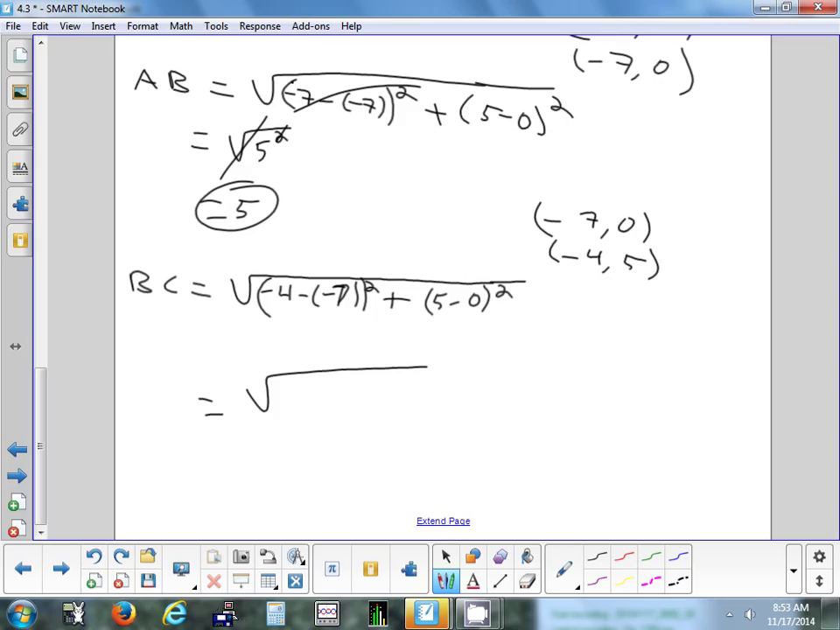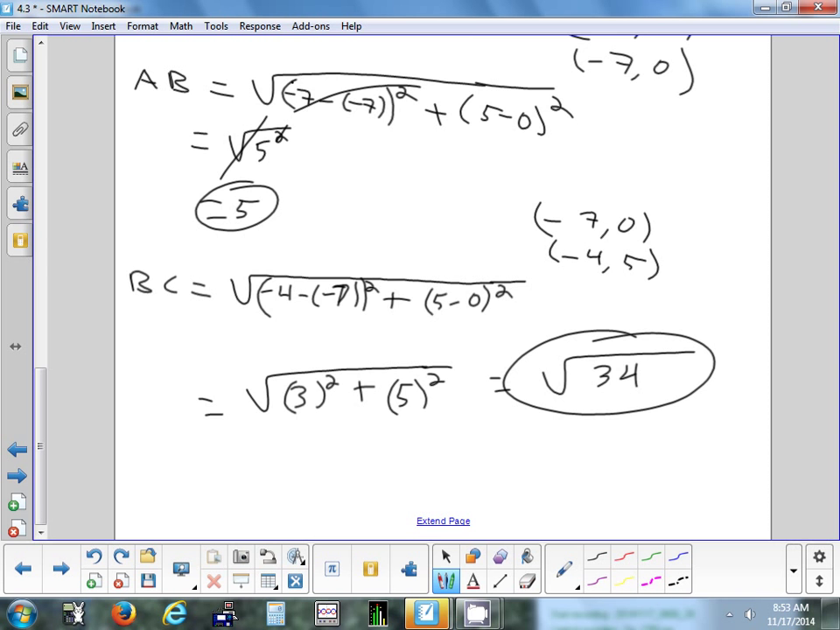Okay, so we've done both of these calculations earlier. Negative 4 minus negative 7 becomes negative 4 plus 7, which was 3. And then 5 minus 0 gives me 5. Squared is 25. So add them up. 3 squared is 9, 5 squared is 25. What's 9 plus 25? Marquise? 34. Good. Okay, so now we've got all 3 lengths in one triangle.